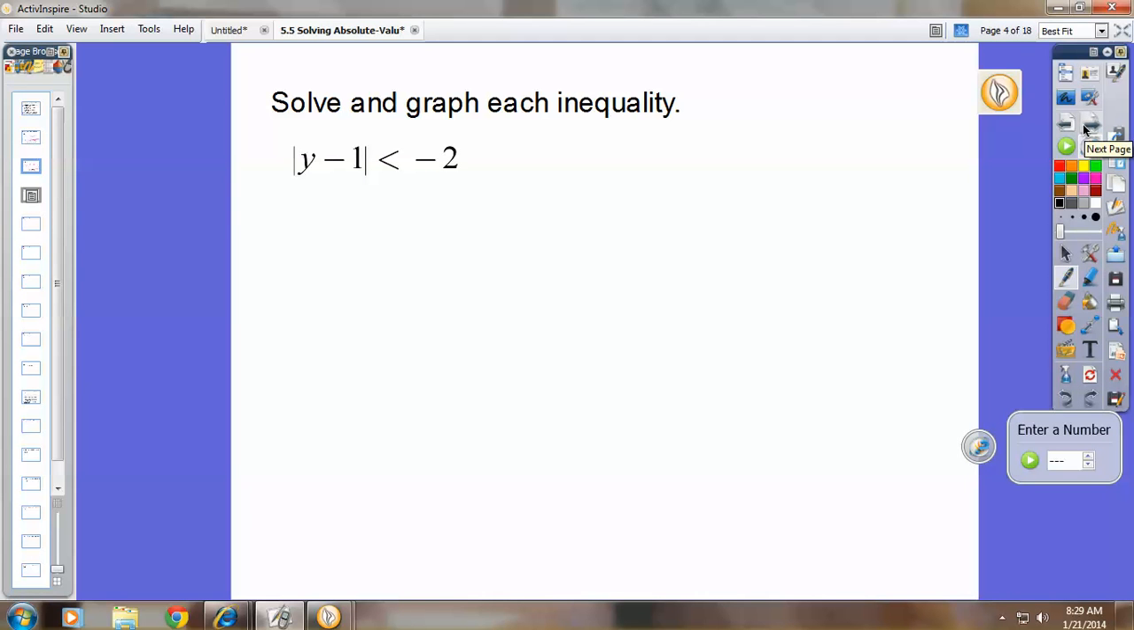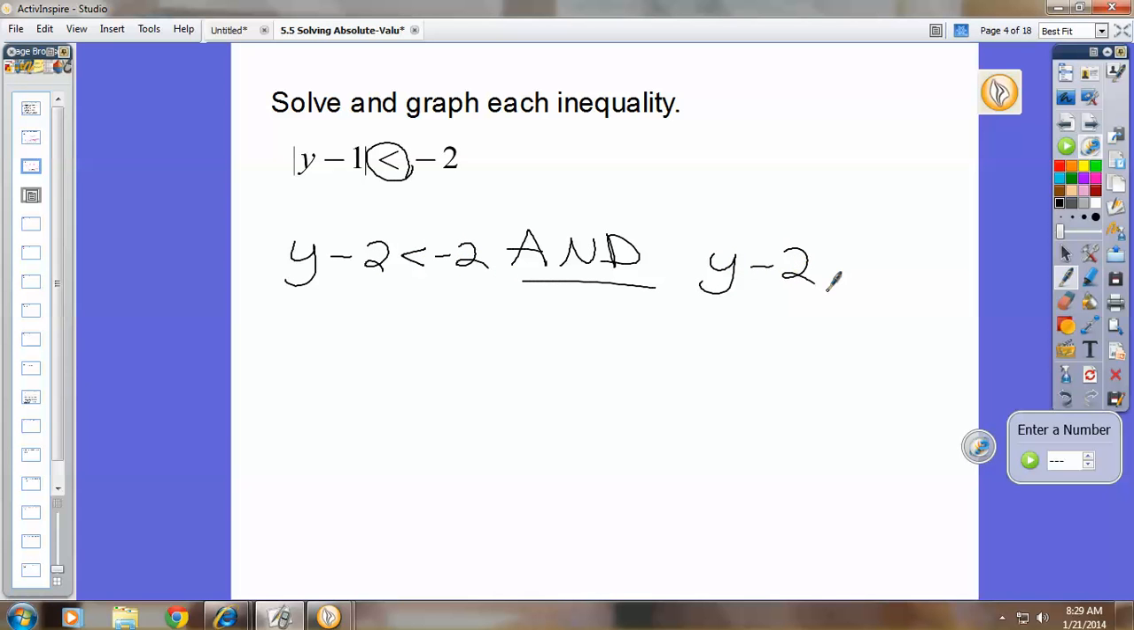How about this one? The absolute value of y minus 1 is less than negative 2. Less than symbol, what does that indicate? Less than indicates and. Please write the word and. On either side of that word and, let's set up our two inequalities. The first one is going to be y minus 2 is less than negative 2. And the second one's going to be y minus 2 is greater than positive 2.